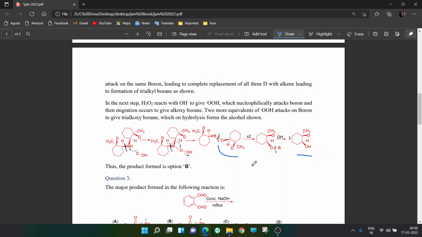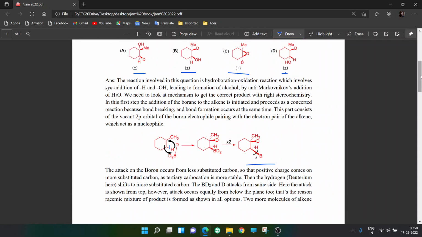So what has effectively happened is, understand this part, let's look at it once again. This boron is attacking this carbon, deuterium is attacking, and then the OH minus which is attacking is not from behind, there is no inversion of configuration, the configuration remains. So the OH will come towards the viewer and deuterium also towards the viewer. So your answer will be B. That's it.